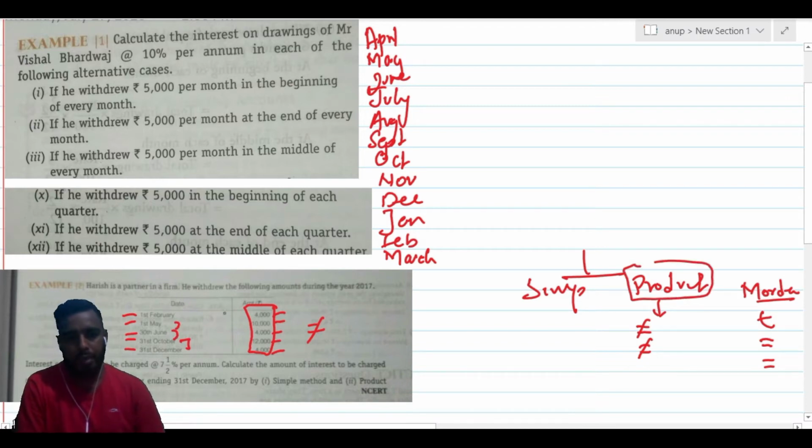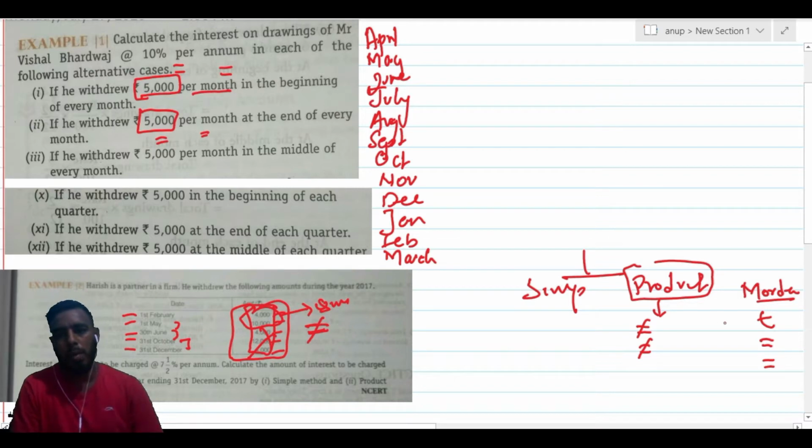If there were only two drawings and not the rest, then we could have easily used the simple method. But since the number of drawings is more, the amount is not equal and the time period is not equal, we will be using the product method. And if it is 5,000 per month, then the amount is equal every month, and per month means the time period is also equal. The amount is constant and the time period is constant. So in this case we will be using the modern method.